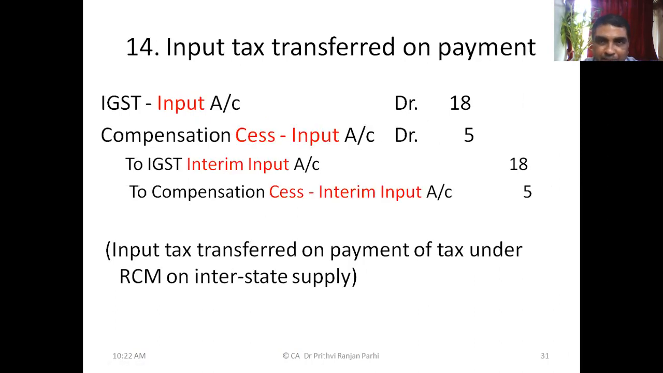Once payments are made, then final input can be taken. So IGST input account debit, compensation cess input account debit to IGST interim input account, compensation cess interim input account. The interim input accounts are credited and IGST input amounts are debited.